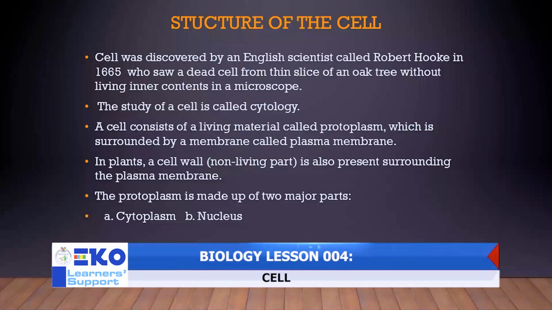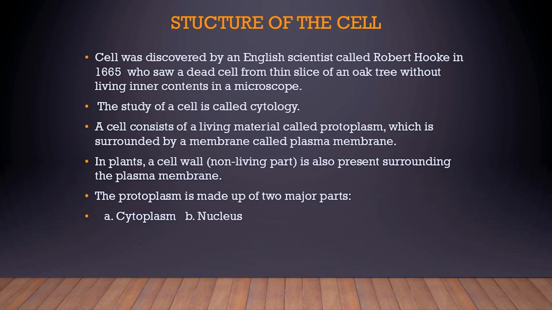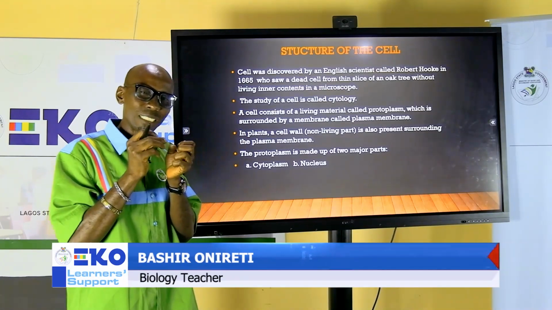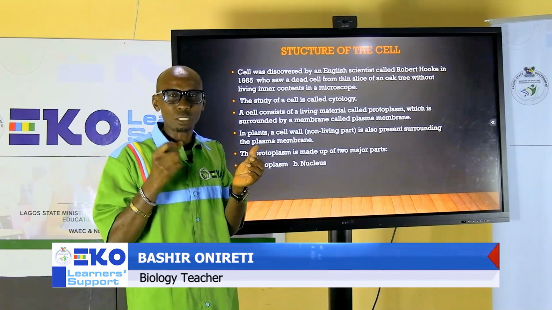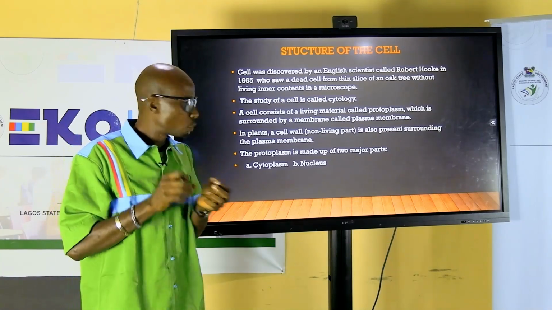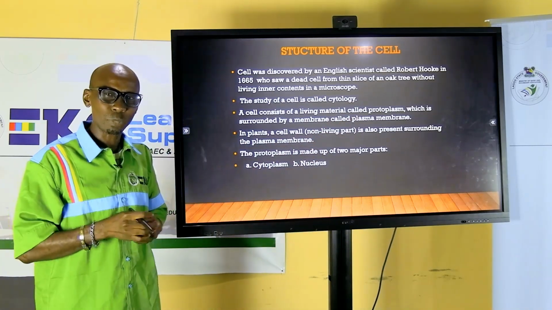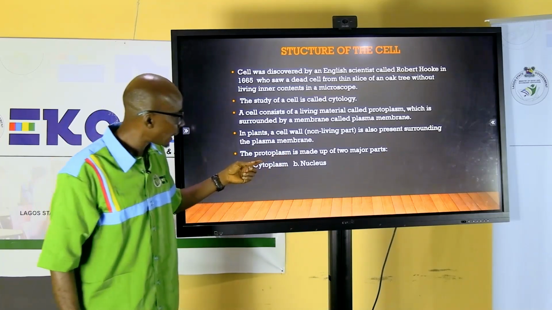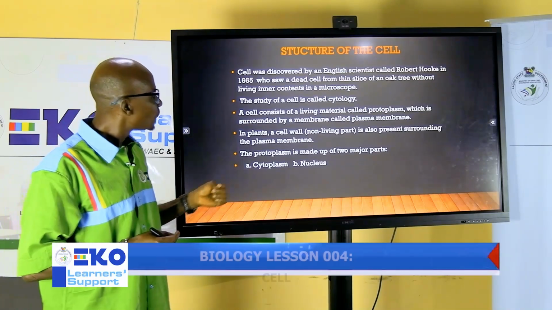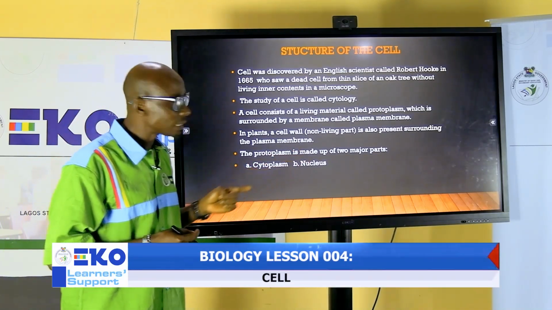Then we said a cell consists of a living material that we call protoplasm. If you look at the egg, apart from the shell, the jelly-like thing inside the egg, or when we boil the egg, the part that turns white, and it also has a yolk. Those are the parts that make up the living part of the cell. That is why I put it here that the protoplasm is made up of 2 parts, the nucleus and the cytoplasm. The nucleus and the cytoplasm make up the protoplasm of the cell.